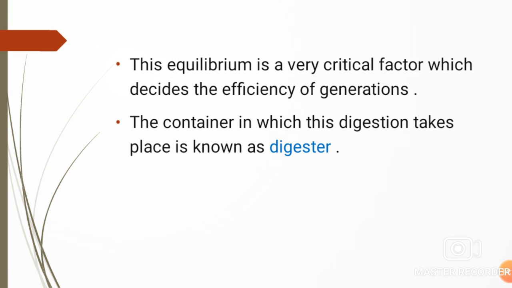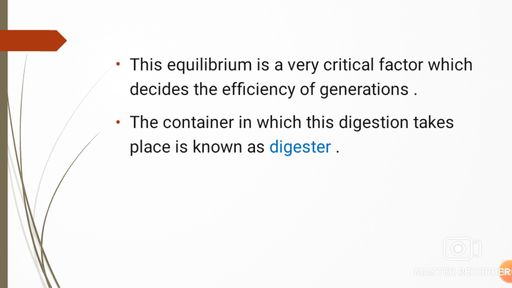The container in which this digestion takes place is known as a digester. That means all this process takes place in a container, the container used in the biogas plant, and this container is known as the digester. When we submerge water and fresh slurry, there is a process of fermentation, and the main process is anaerobic digestion, and it involves three stages, that is, three phases.